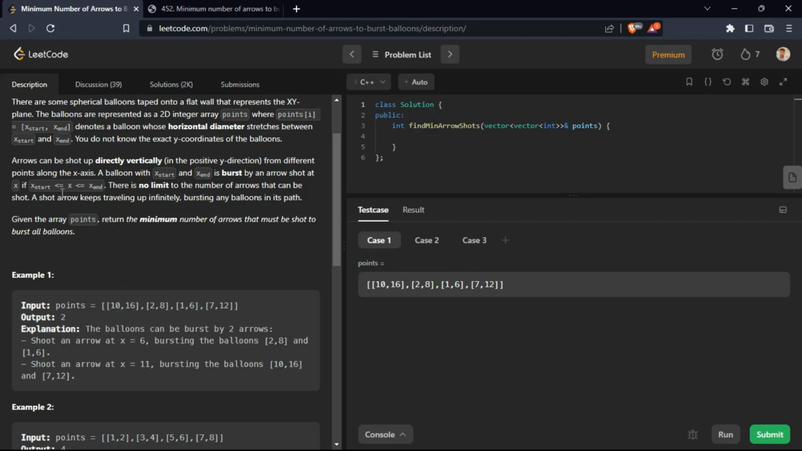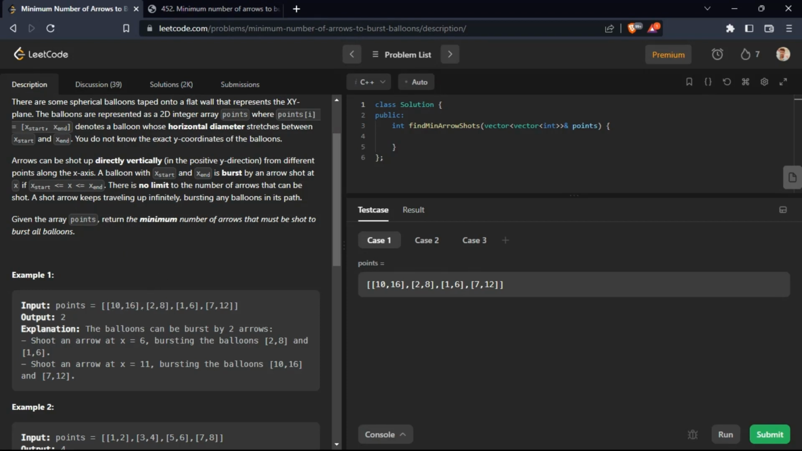So here we are given the starting point and ending point of all the balloons, and their y position is not known to the archer. So if he shoots vertically upwards in any direction, it will burst all the balloons which are there. So we need to optimize the number of arrows shot in that direction to burst all the balloons.